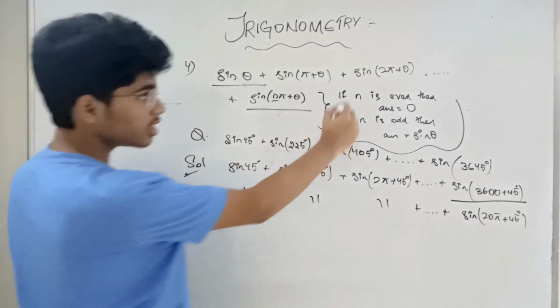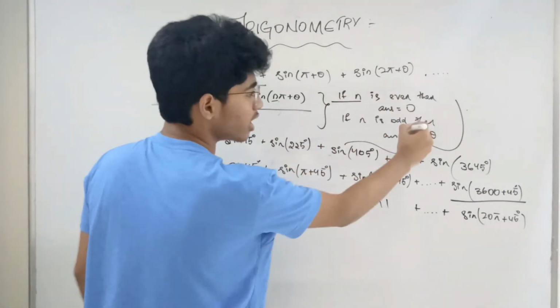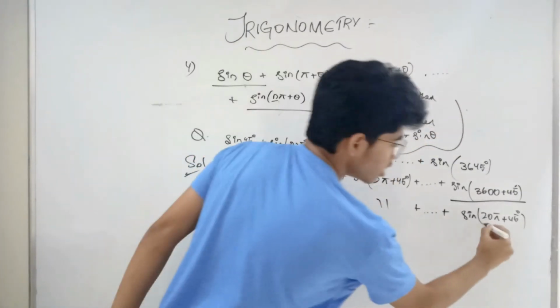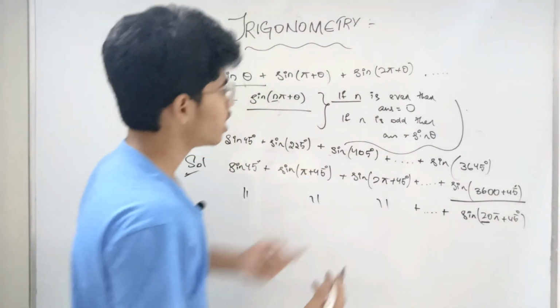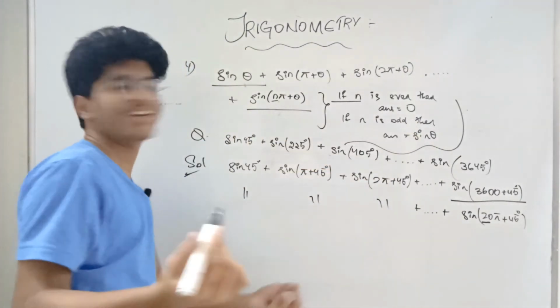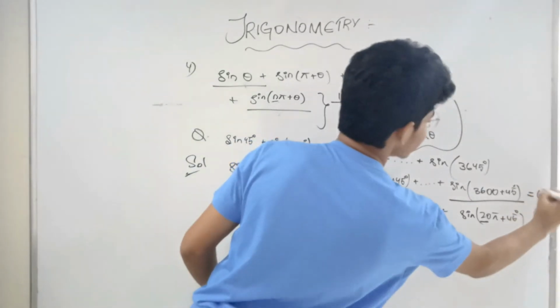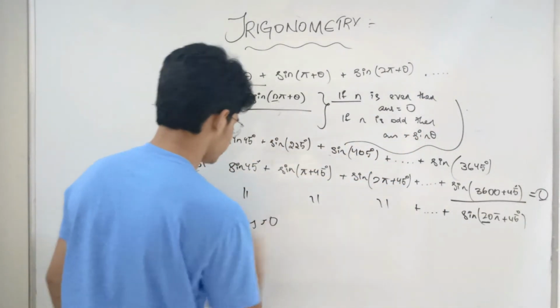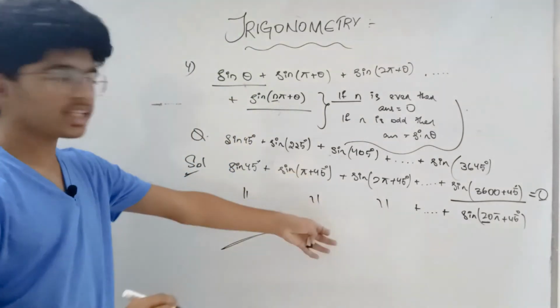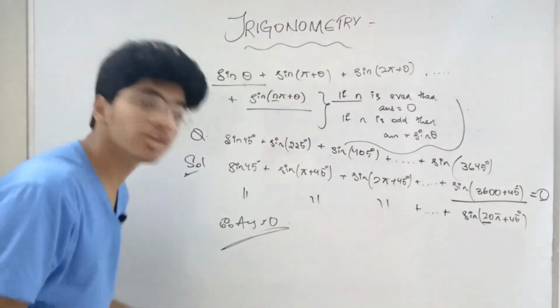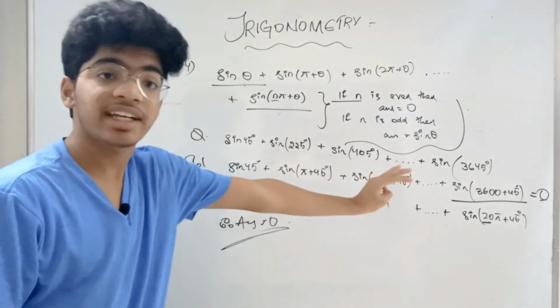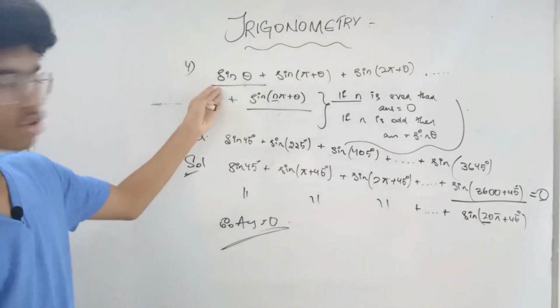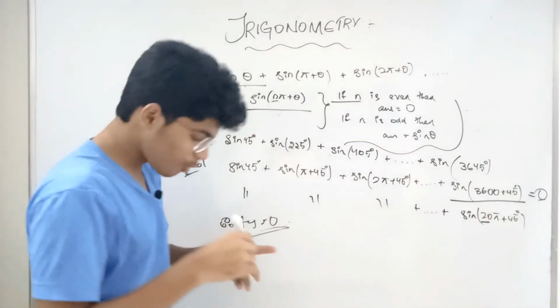So, what is the answer? It depends on whether n is even or odd. So, first we have to check n. N is 20. N is even. So, the answer is 0. Quite easy. Hence, answer is 0. So, don't need to waste time on calculating all the values of all these 20 terms, but instead focus on the formula. That's going to be more easy.